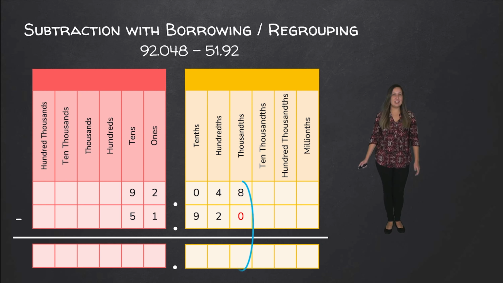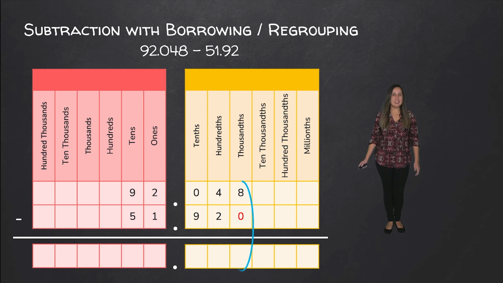Then we have 0 minus 9. We cannot take 9 away from 0, so we're going to have to borrow from the 2 in the ones place. That 2 in the ones place will then become a 1, and the 0 in the tenths place will then become a 10. So now we have 10 minus 9, which we can do, and that is equivalent to 1.